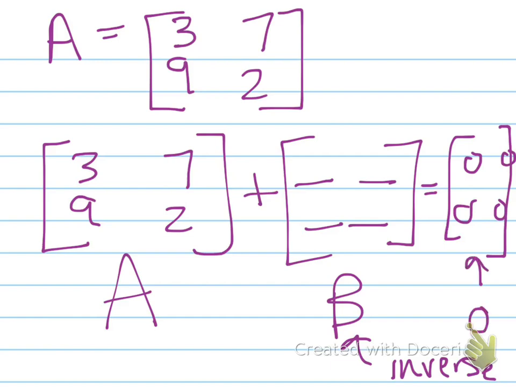Okay, so what do I add to 3 to get to 0? Well, since I'm adding, that would be -3. What do I add to 7 to get to 0? That's going to be -7. What do I add to 9 to get to 0? That's going to be -9. And what do I add to 2 to get to 0? That would be -2. So in this case, it's not hard to find the additive inverse. And so for that, B is the additive inverse.